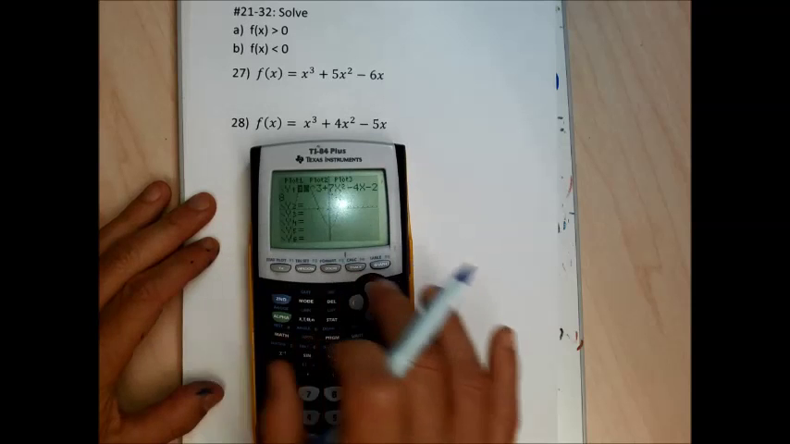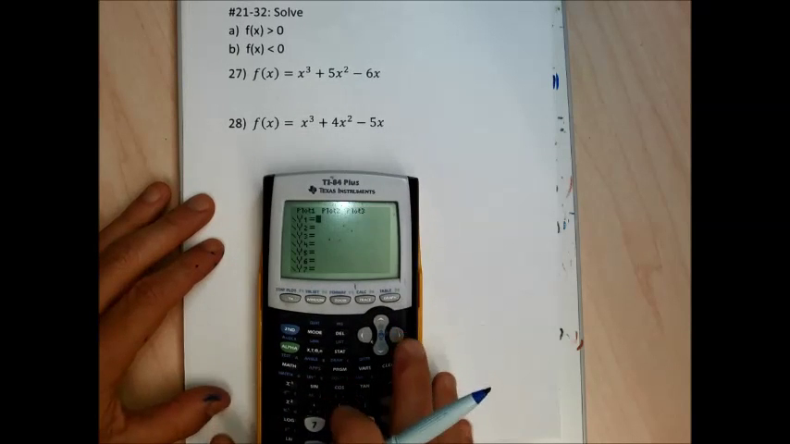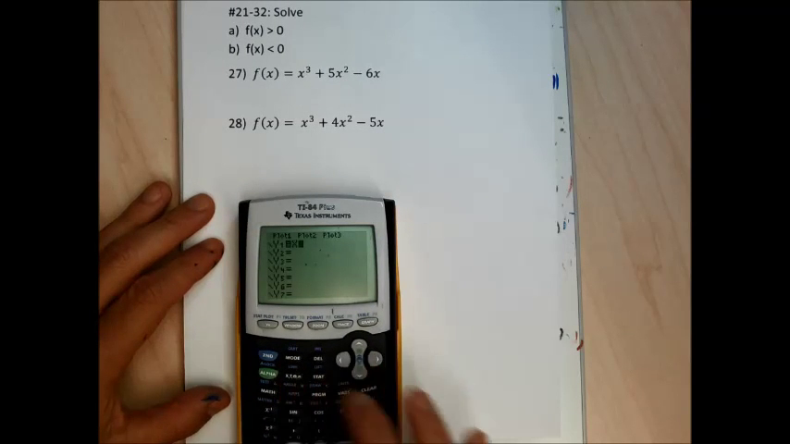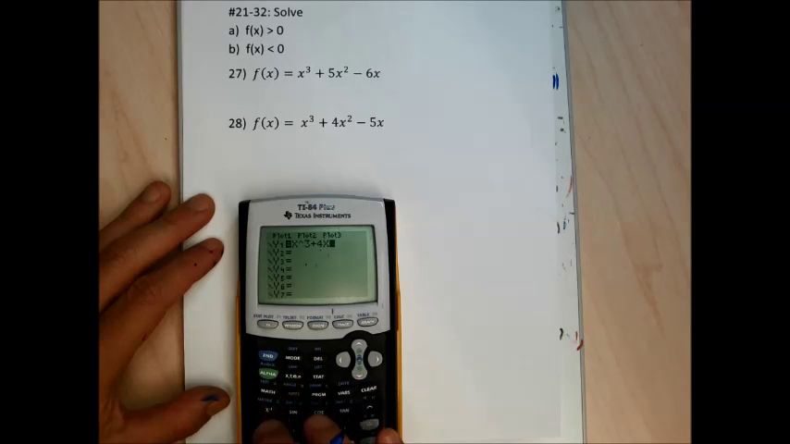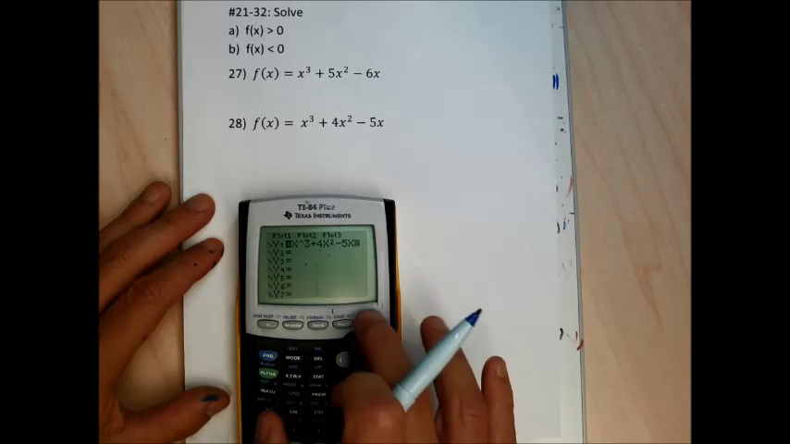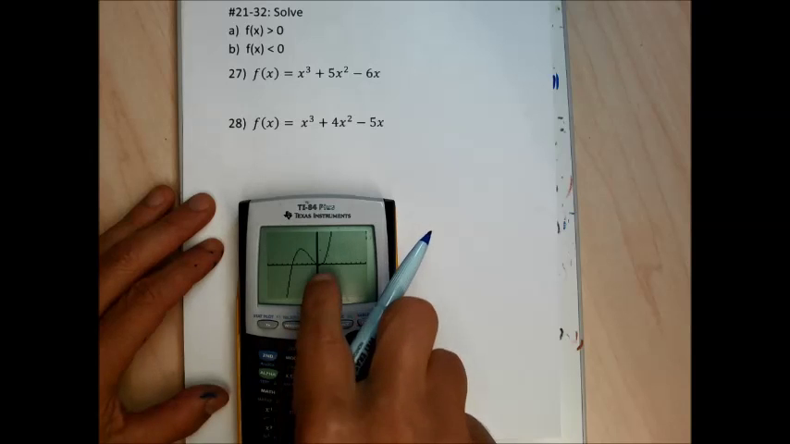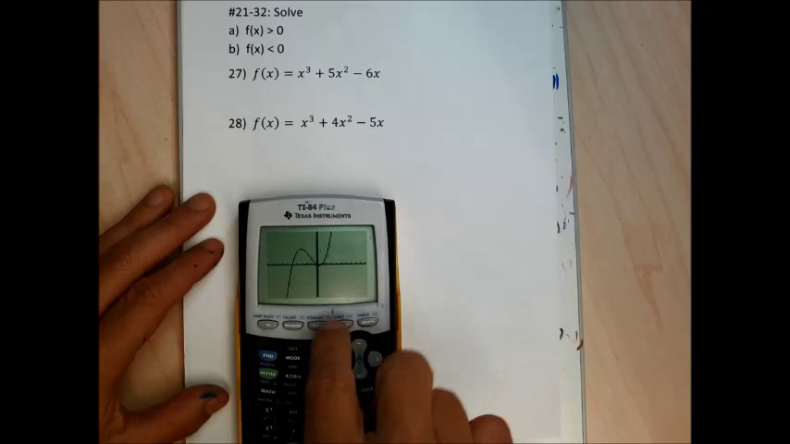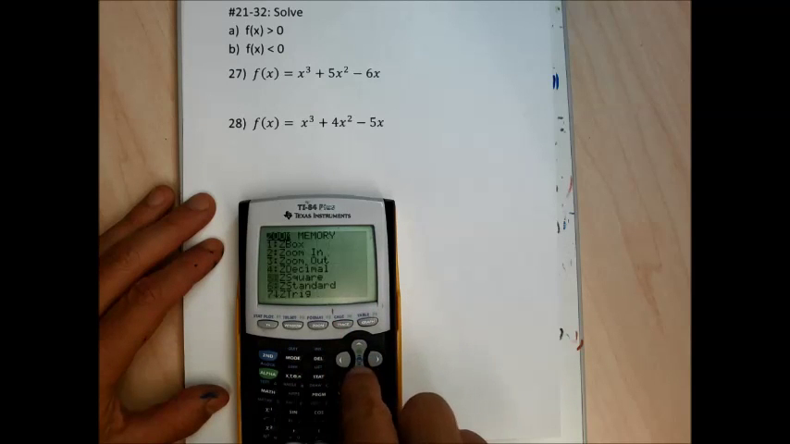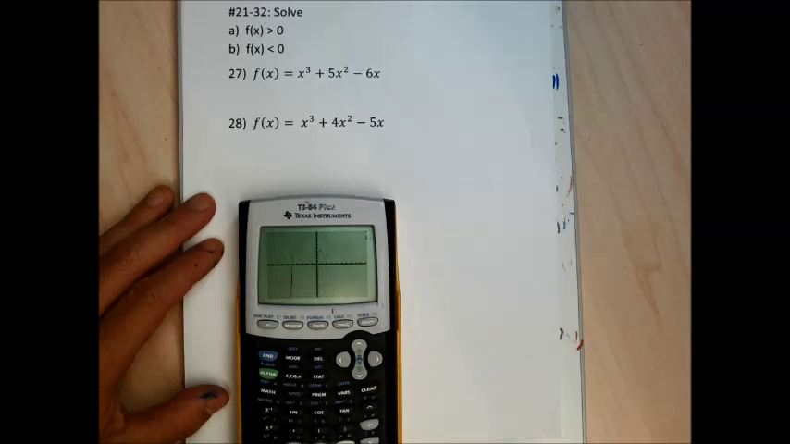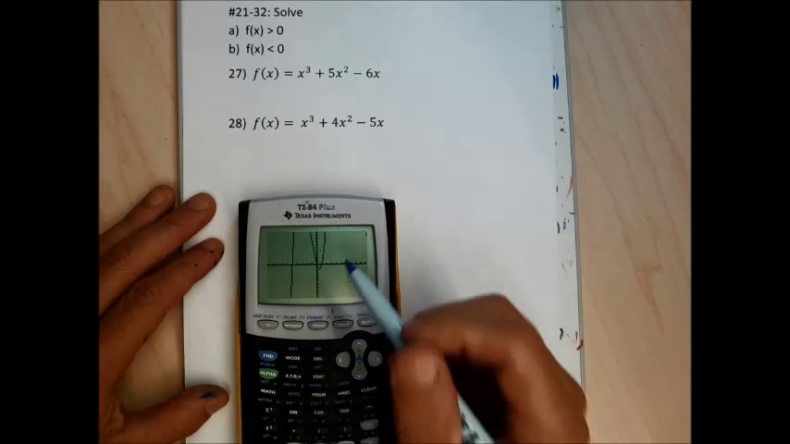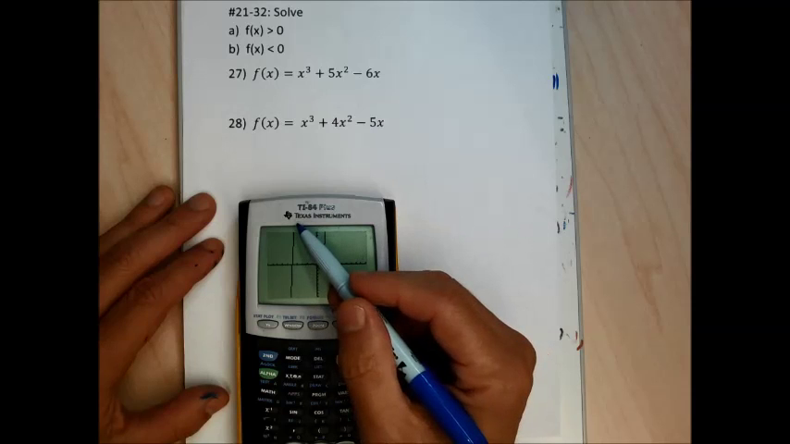So I'm going to graph problem 28, which is x^3 + 4x^2 - 5x. I'm going to graph it. I have that bizarre window, and it's not so great there. Let me go back to a standard window. Go back to zoom standard and see if I can see better what I need to see. Well, I can see this part very well, but not that part.